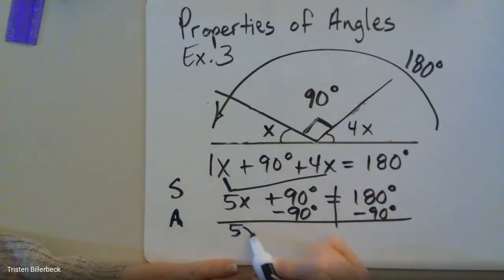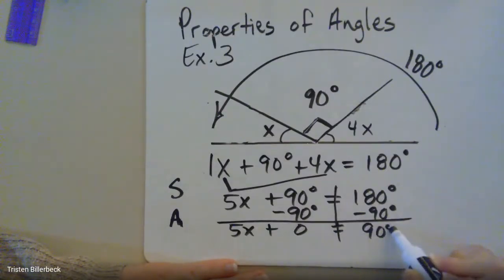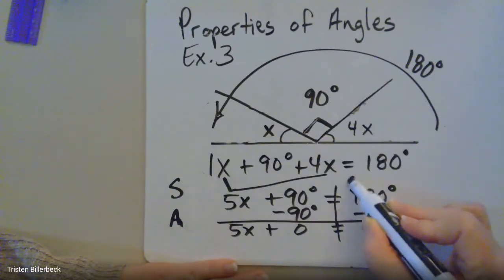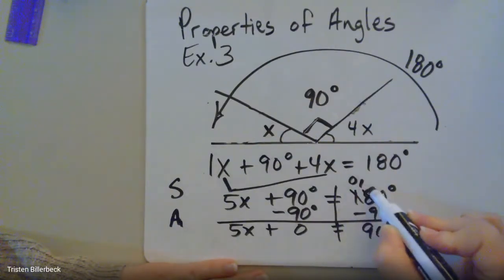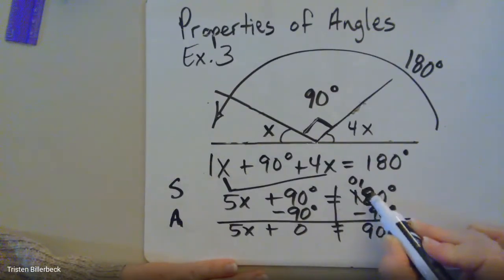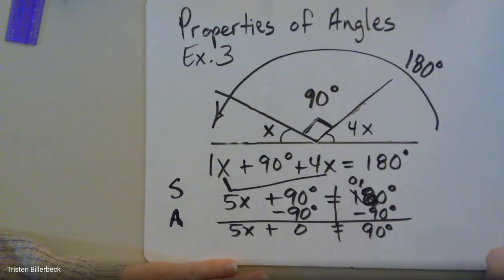And we get 5x plus 0 equals, and this is going to be 90 degrees. Cancel this one out. This is a 0, 18, whoops, and we have 9. There you go. That one does not get canceled. So 18 minus 9 is 9. All right, so we have 5x equals 90.